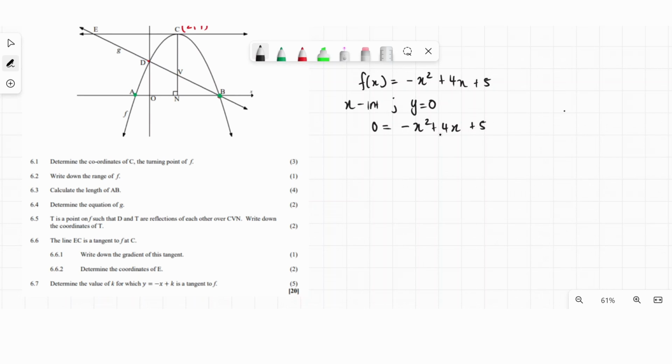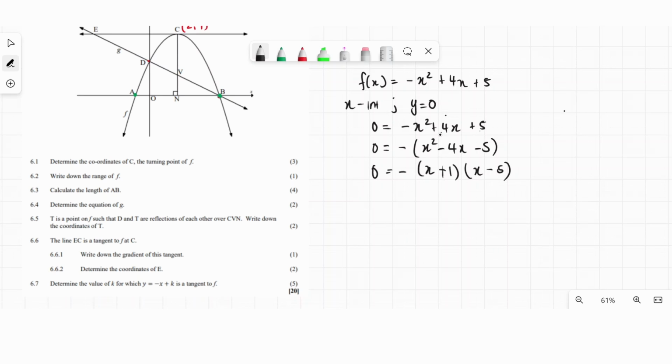Before we factorize, we're going to take the negative outside as a common factor. So you're going to say 0 is equal to, take out the negative. Everything here is going to change its sign. So x squared, since it was negative, is going to become positive, and this one is going to become negative, and the last one is going to become negative. Then you can factorize the one inside the bracket, and you're going to get.